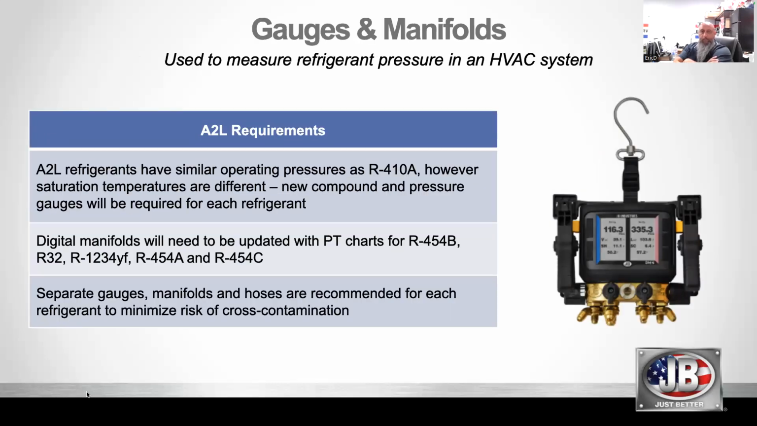Gauges and manifolds: new PT charts for the gauges, similar pressures, but there are new PT charts. I mentioned earlier on about checking that your digital manifolds do have the PT charts for the new refrigerants in them as well. There are people out there actually saying that potentially separate gauges and manifolds and hoses for each refrigerant, again for that cross contamination issue. I don't know so much about the gauges themselves. Hoses potentially yes, but I think you're probably okay with a 410A, 32, 454B combination, and that's one of the combinations that we have out there at the moment as well.